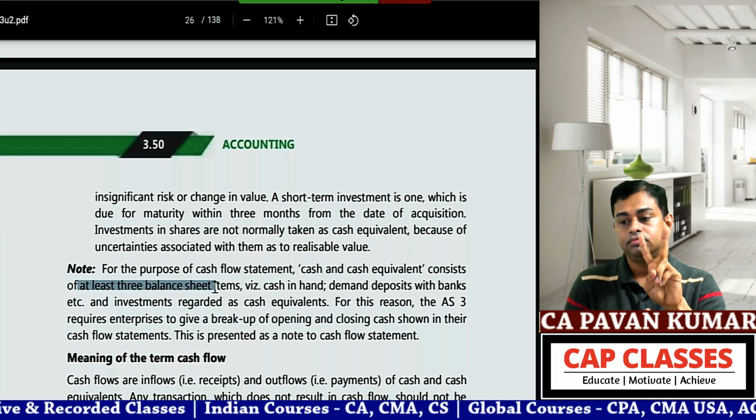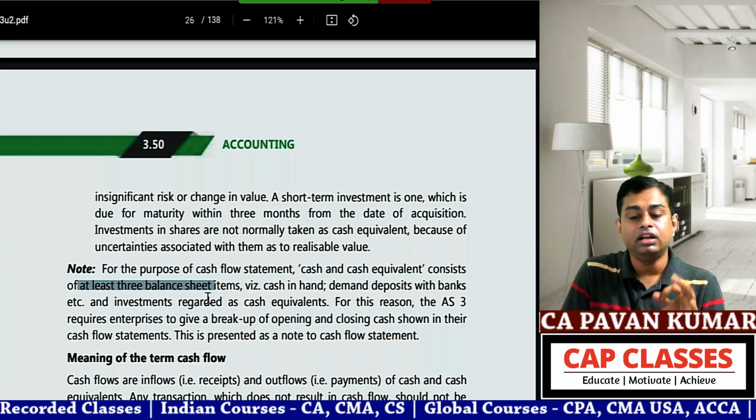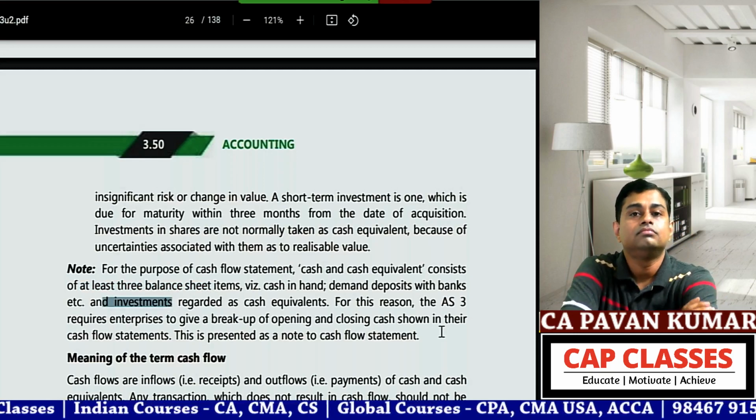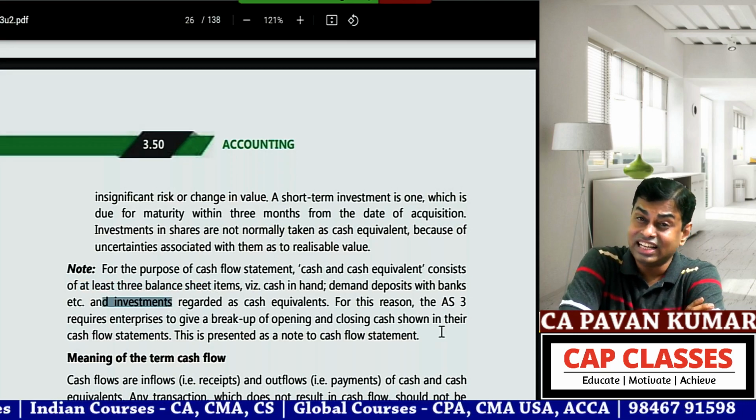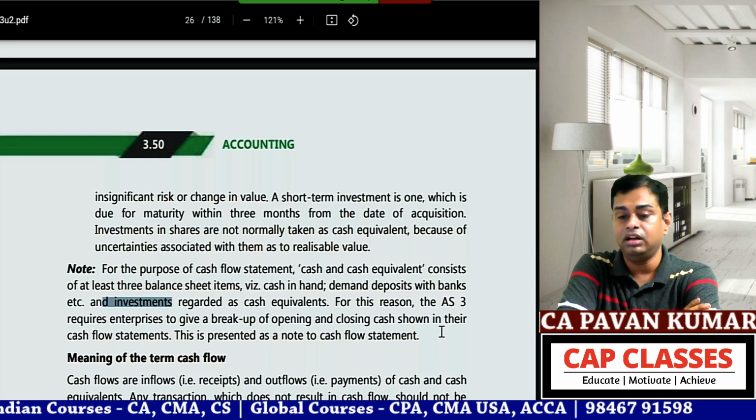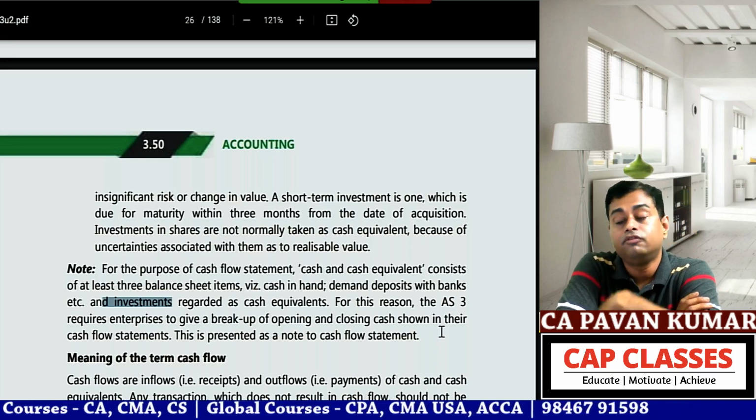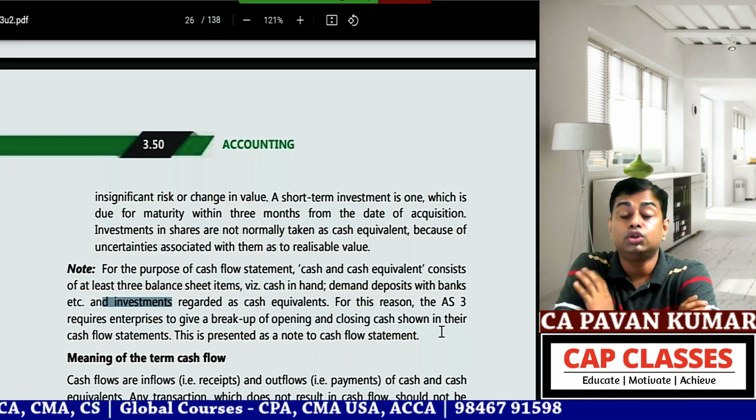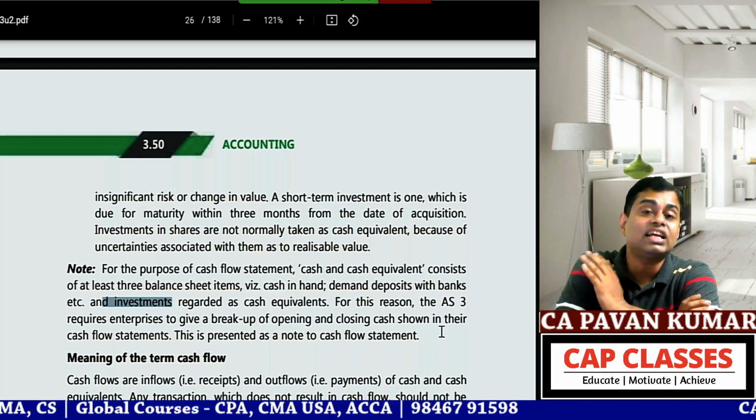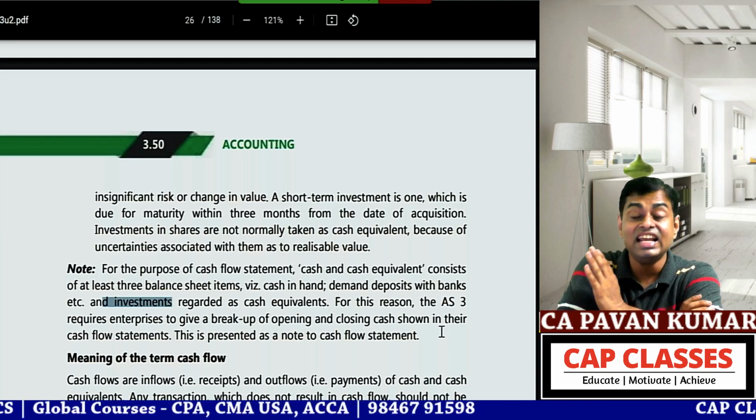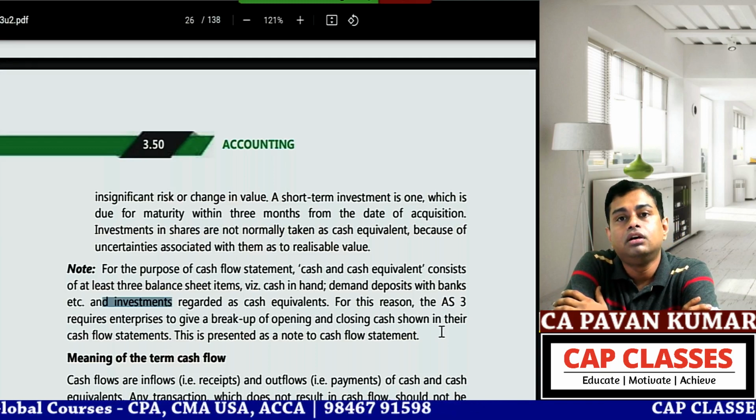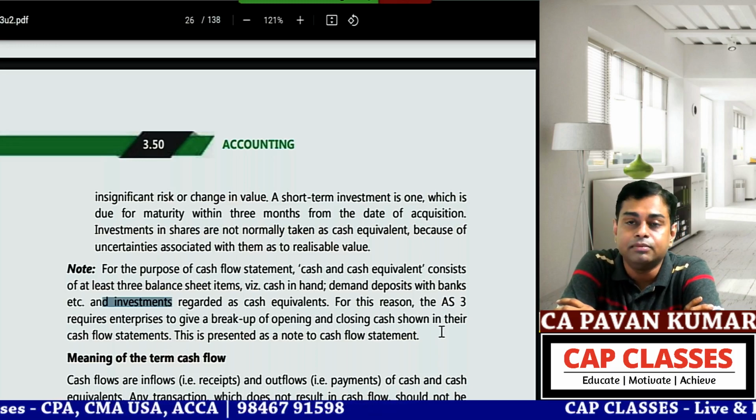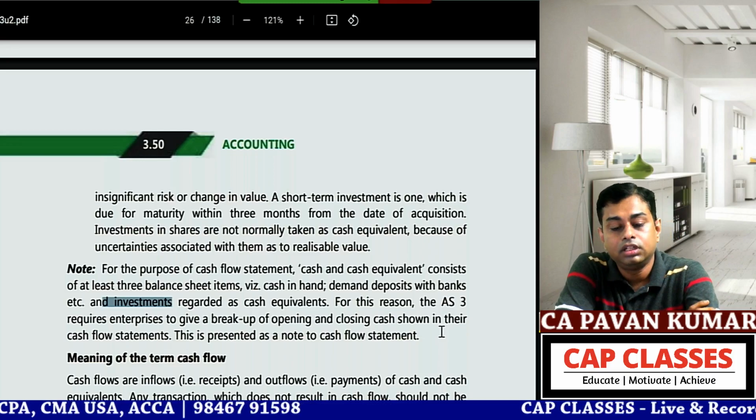Current account, savings account. Then the third one is investment. What type of investments? Having insignificant risk, readily convertible, highly liquid, without any risk of changes in ups and downs, short term, less than 3 months. So if any investment meets all this criteria, then you can say that it is CE, cash equivalent. If one of the conditions is violated, throw it in investments. It is not CE. That's all.